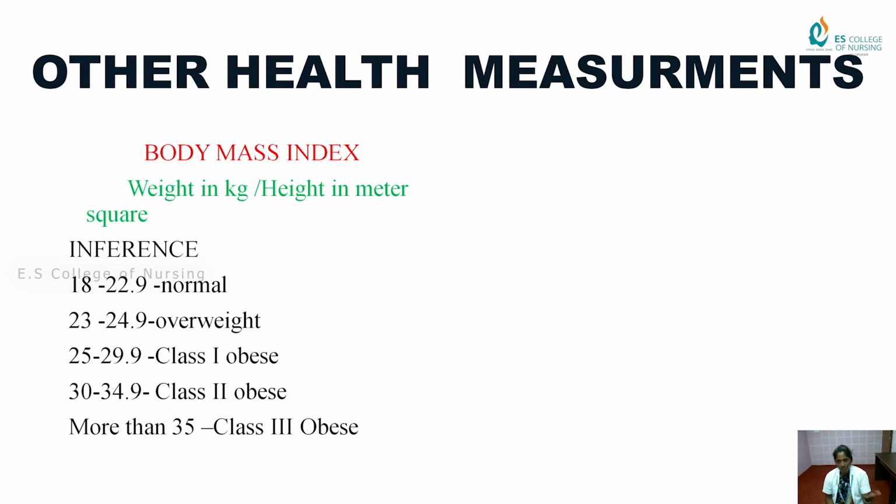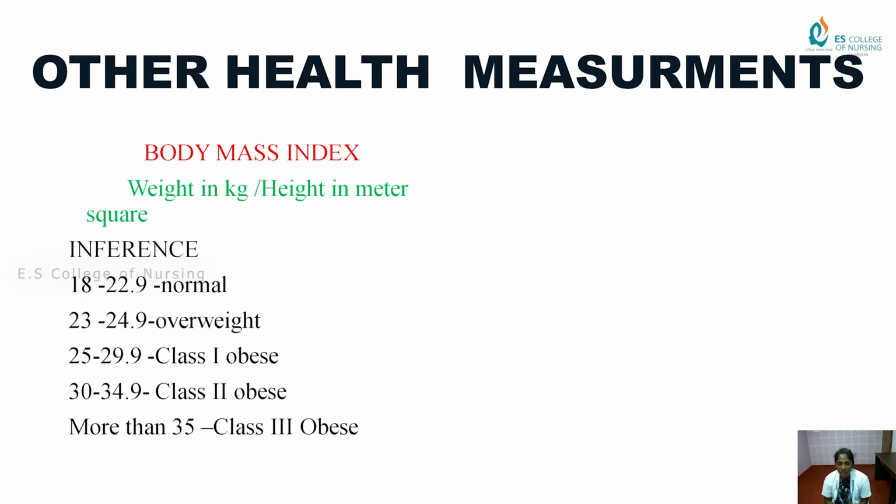So far we have discussed the vital parameters which are assessed in the community. Now we are moving on to the other health measurements in the community. The first one is body mass index. Body mass index measurement is done for adults. Adult BMI can be checked using this formula: weight in kg divided by height in meter square. By using this formula, we can find out the body mass index.